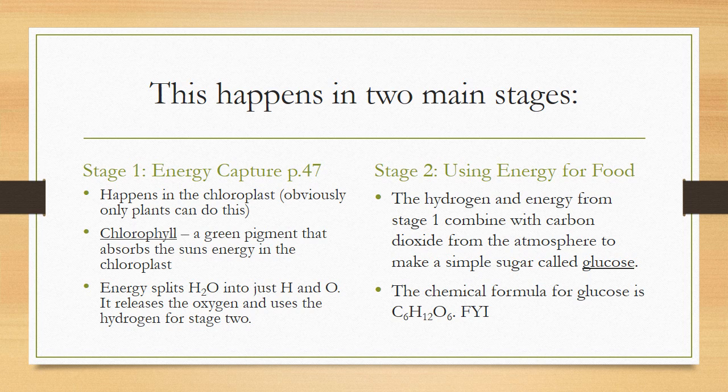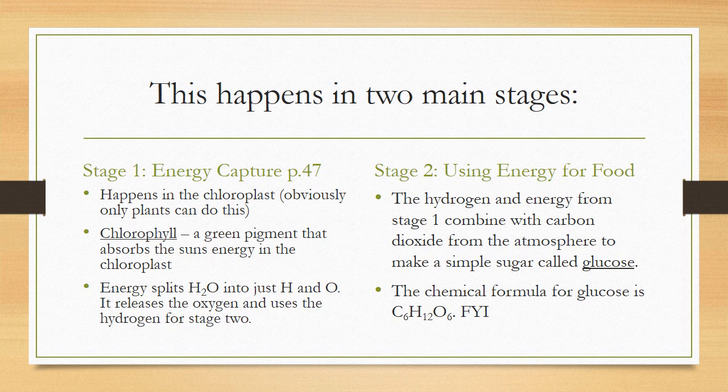Moving over to stage 2, this is where it uses that energy in order to make food. So the hydrogen that came from the water and the sunlight from stage 1 combine with carbon dioxide from the atmosphere to make a simple sugar called glucose.